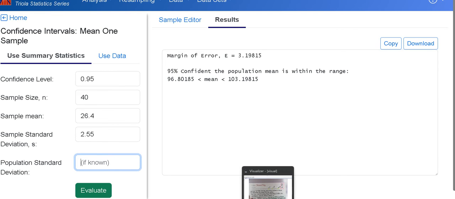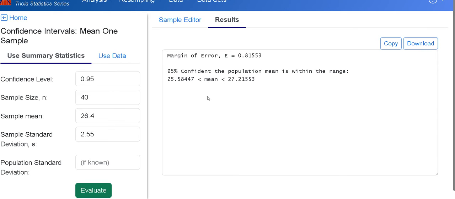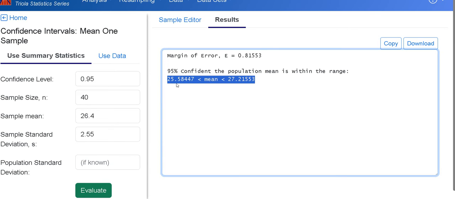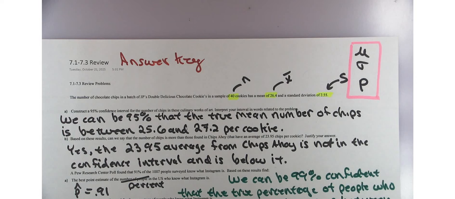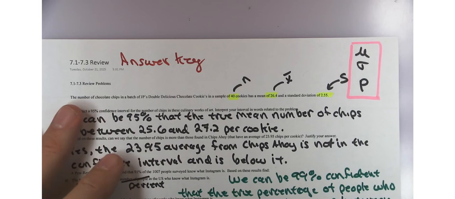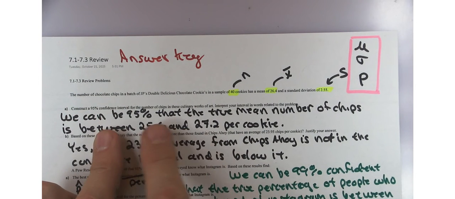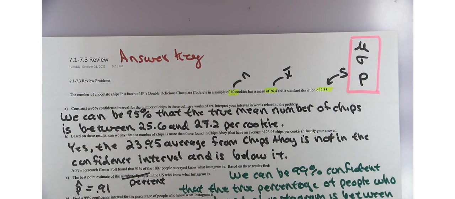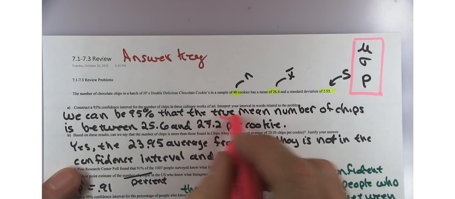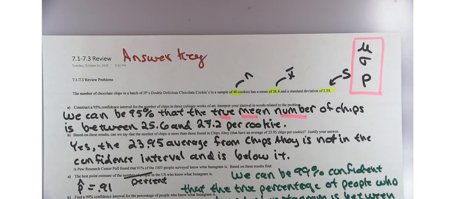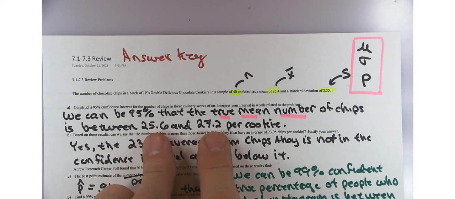Let's keep on working. Let's evaluate here. We get a margin of error of about 0.8. Here's your confidence interval. If I round that off to 25.6 and 27.2, which is fine, then what you can state is that we can be 95% confident that the true mean number of chips is between 25.6 and 27.2 per cookie. So great.